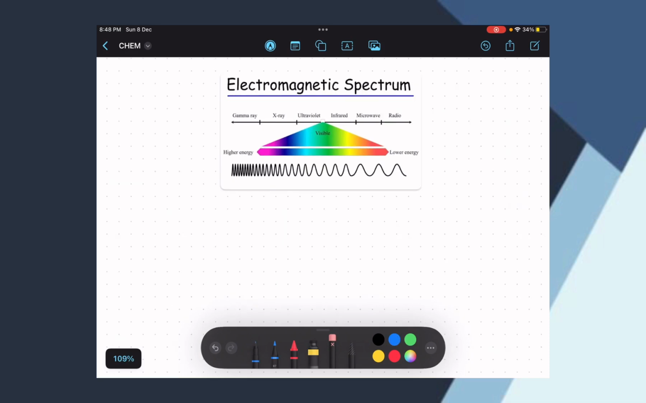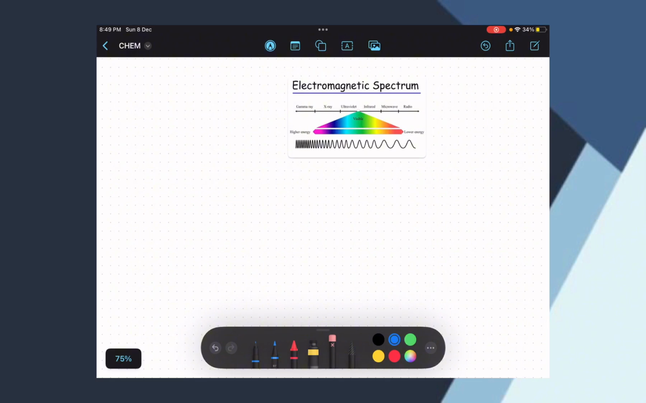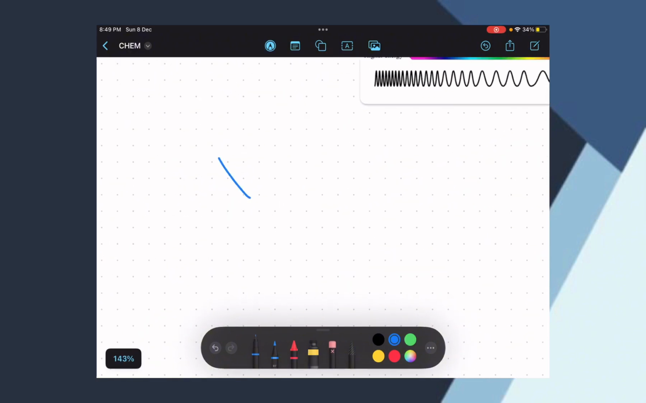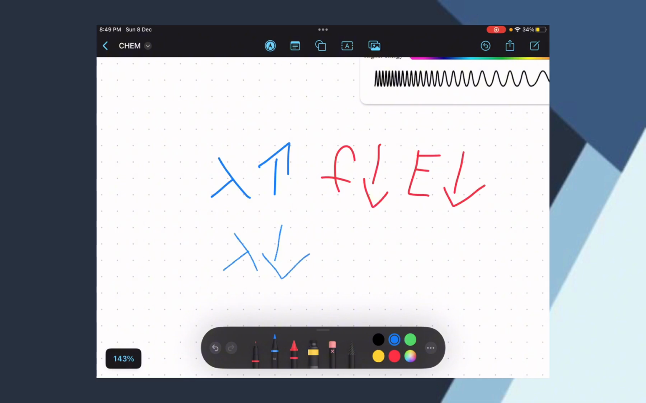Now we need to learn the relationship between the wavelength, the frequency, and the energy. As the wavelength increases, the frequency decreases, and so the energy will decrease as well. But if the wavelength decreases, the frequency increases, as well as the energy.